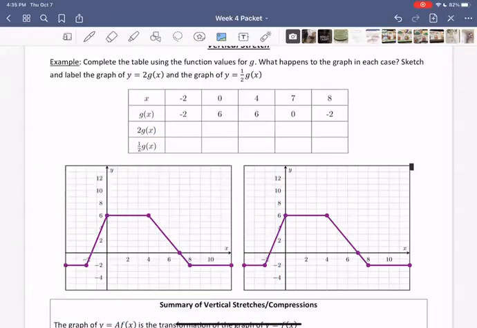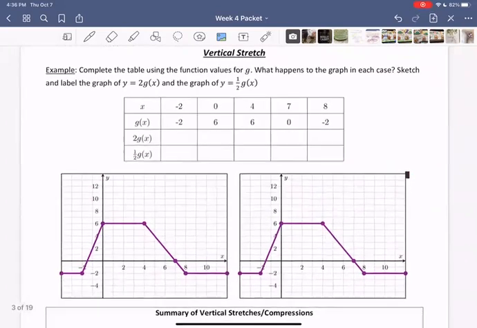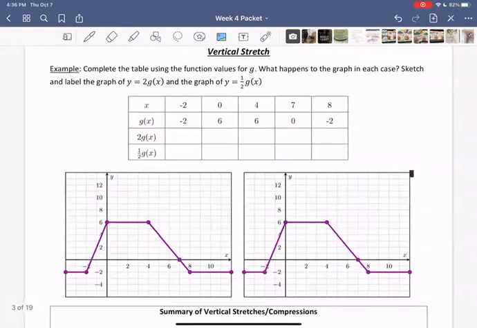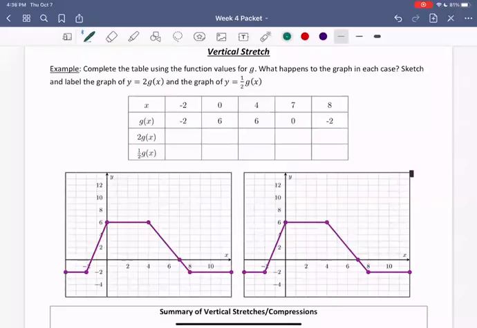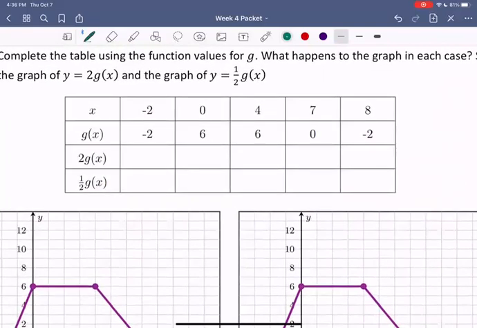In order to help us determine what operations we're going to use to create such a transformation, let's look at the first example. This example says complete the table using the function values for g, what happens to the graph in each case, and then sketch and label the graph of y equals 2 times g of x and the graph of y equals 1/2 times g of x. Similar to our vertical shift video, we have a table of function values here for g. Let's first fill in the next row of function values for 2 times g.